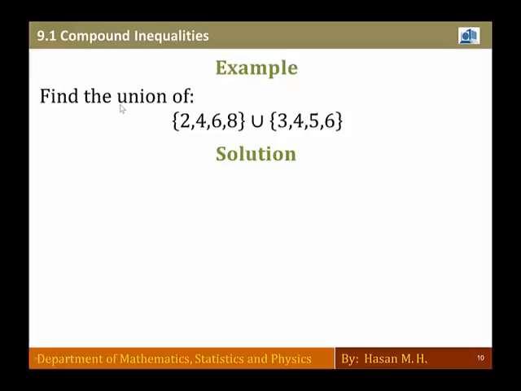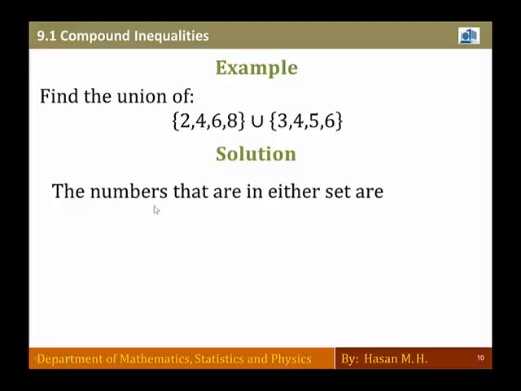Example: find the union of {2, 4, 6, 8} and {3, 4, 5, 6}. The numbers that are in either set are 2, 3, 4, 5, 6 and 8.